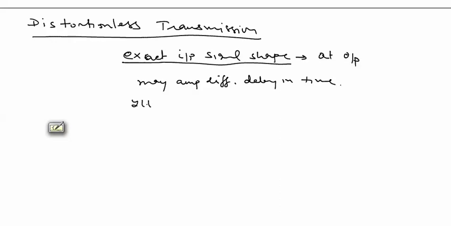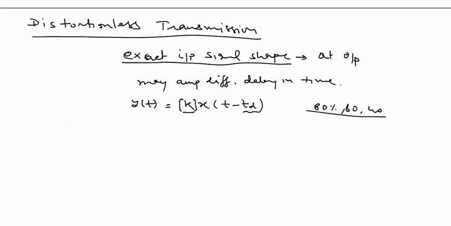We can write the expression for distortionless transmission as k x(t minus td). Delay in time, amplitude can be modified, can be reduced to 80%, 60%, 40% maybe, and some delay in time. Delay in time produces only phase difference, linear phase difference. By taking Fourier transform of it, we get the result e to the power minus j omega td X(omega).